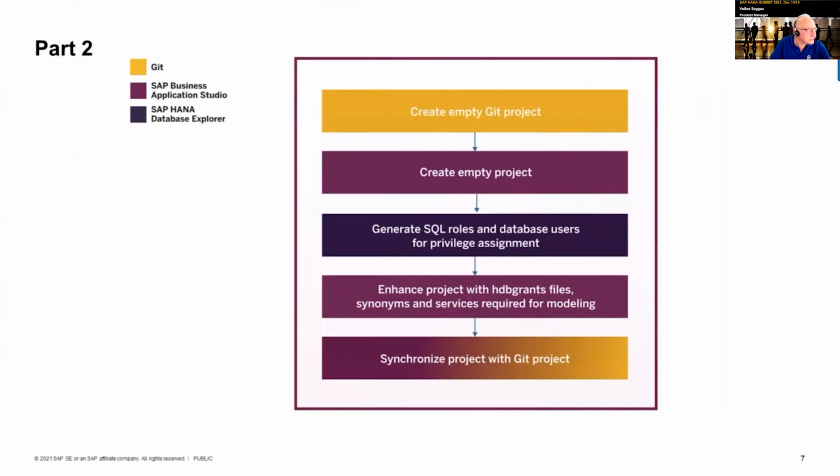Coming back to our flow graph here, we have created an empty Git project. We have created an empty project in Business Application Studio. And the next step that we want to do now is to create some roles, database users, so that we can assign the privileges.